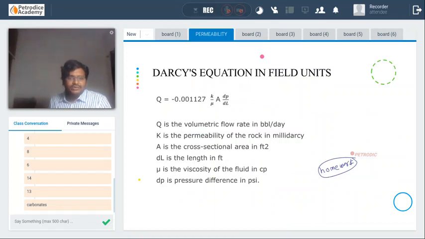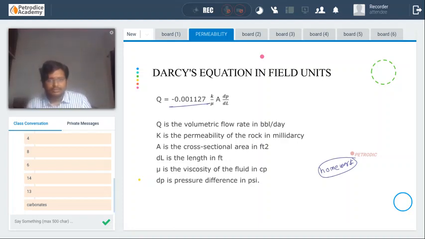And if you have any doubts, we will discuss how to get this conversion factor tomorrow. Okay, for now this is your homework. So do write it. Write down this equation clearly in field units.